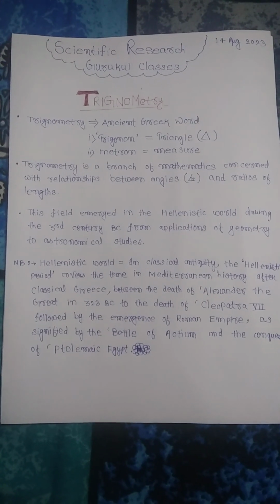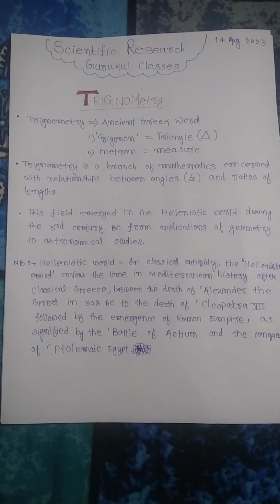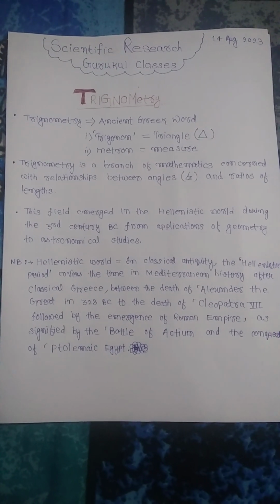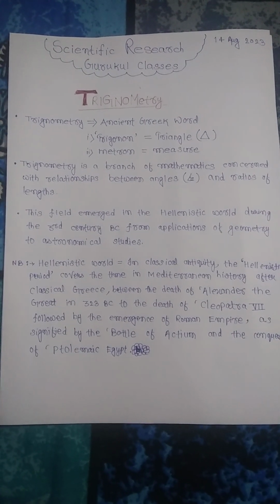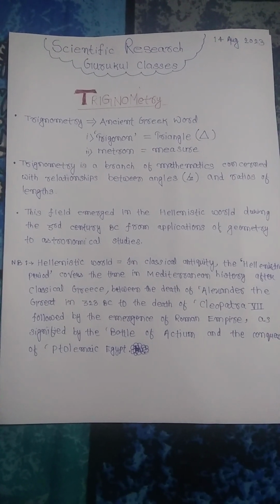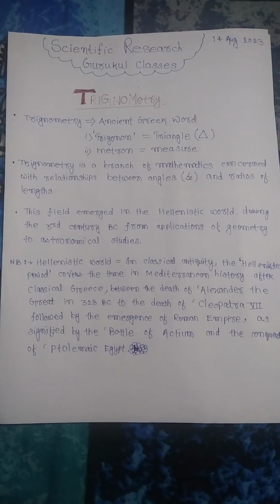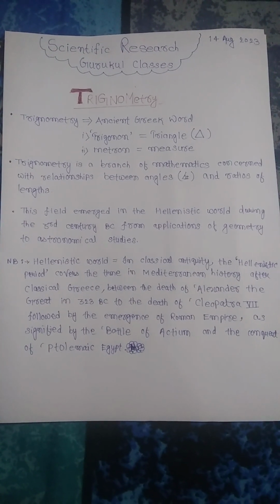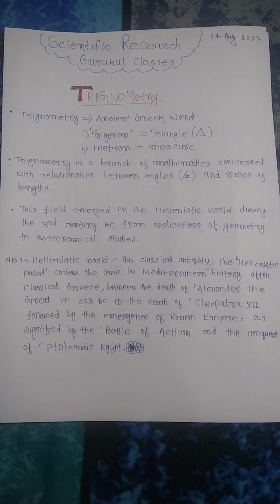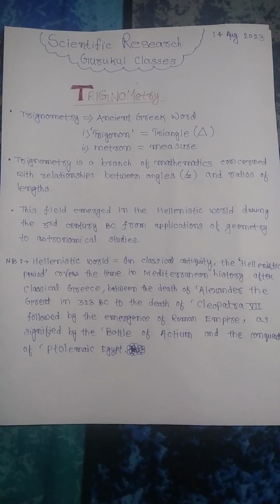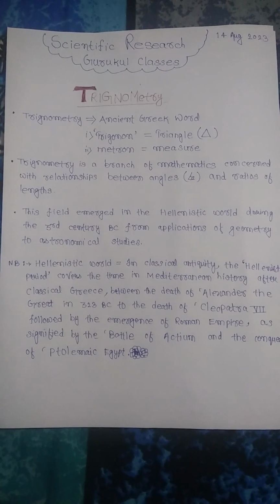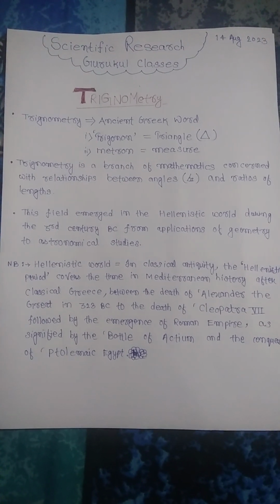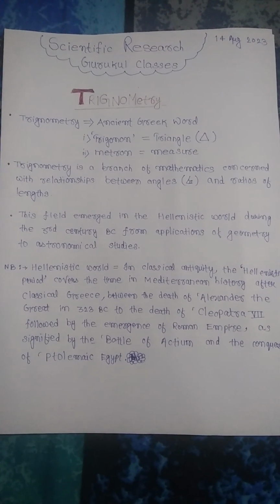Now we can say that, in general, trigonometry is a branch of mathematics which is concerned with the relationships between angles and the ratio of the lengths. This field emerged in the Hellenistic world during the 3rd century BC from applications of geometry to astronomical studies. Here is a note point on what the word Hellenistic means.